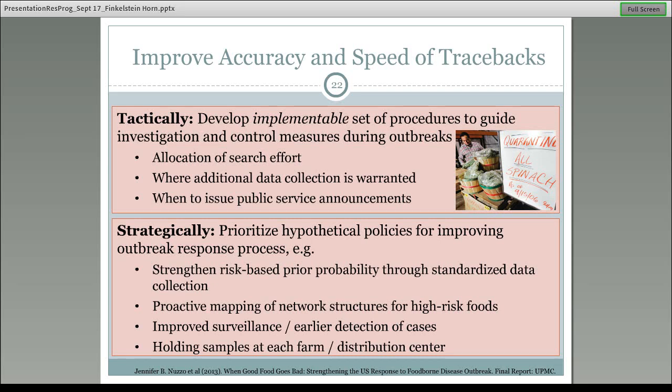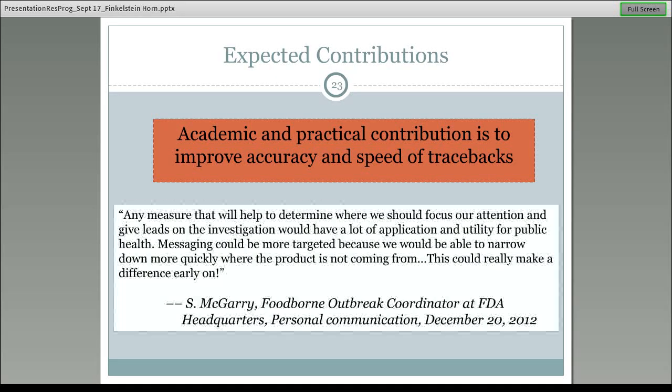So, expected contributions: our project goals are aligned academically and practically, and as we said multiple times, to improve the accuracy and speed of tracebacks. And we've been in touch with the FDA throughout this project, especially at the beginning stages. And Sherry McGarry, who's the Foodborne Outbreak Coordinator at FDA headquarters, has said that any measure that will help to determine where we should focus our attention and give leads on the investigation will have a lot of application and utility for public health. Messaging could be more targeted because we would be able to narrow down more quickly where the product is not coming from. This could really make a difference early on, and we hope it does.